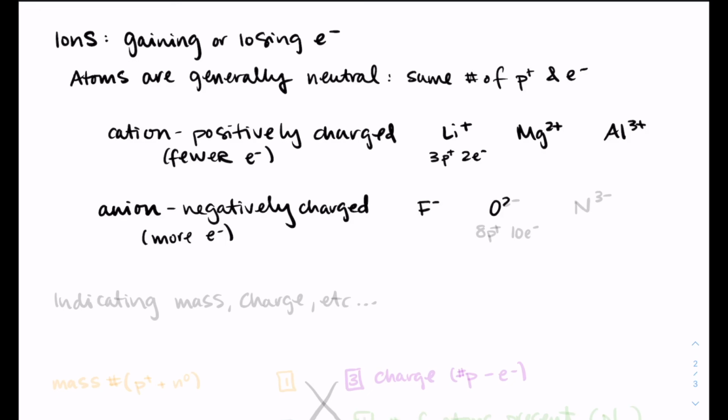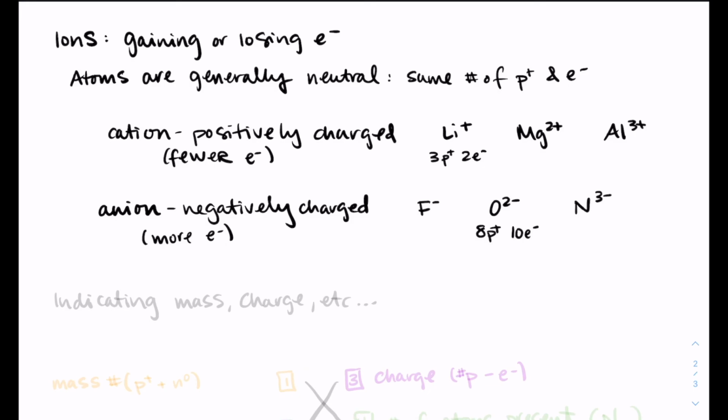If you have an atom that has gained electrons, it now has more negative charge than positive. So it will overall be negatively charged, and we call this an anion. So it has more electrons than protons. Fluorine with a 1 minus charge, this fluorine anion.